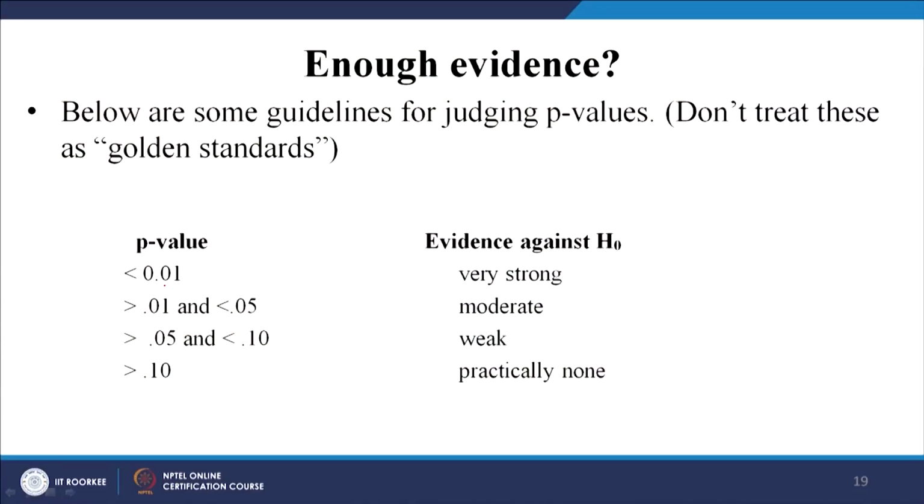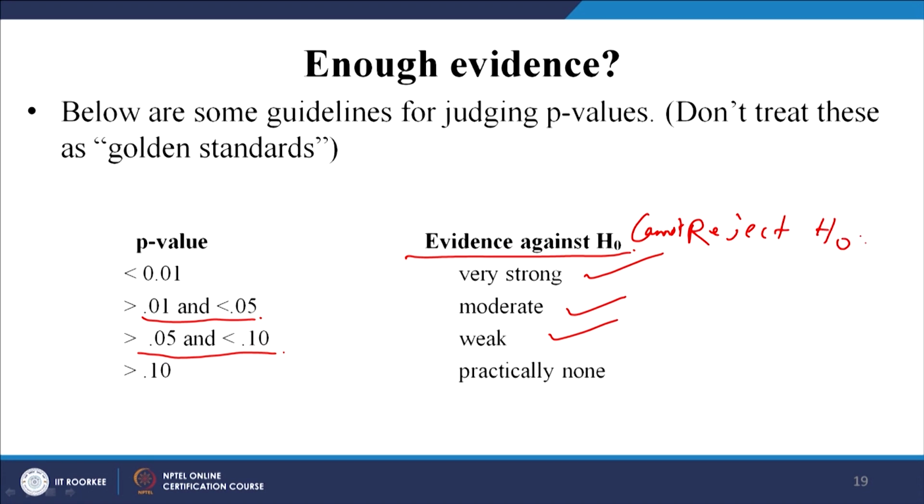Below are the guidelines. If the p value is less than 0.01, the evidence against H0 is very strong. If the p value lies between 0.01 and 0.05, moderate, right. If the p value lies between 0.05 and 0.1, weak evidence against H0, that means you cannot reject H0, right. And if the p value is greater than 0.1, then practically you cannot reject the null hypothesis.